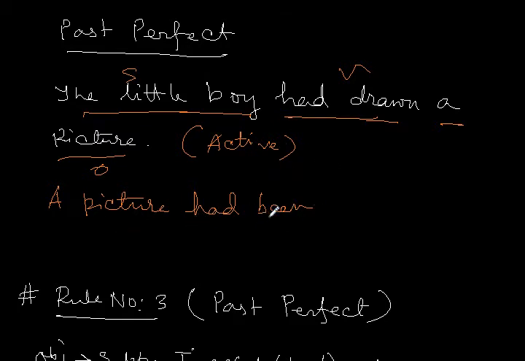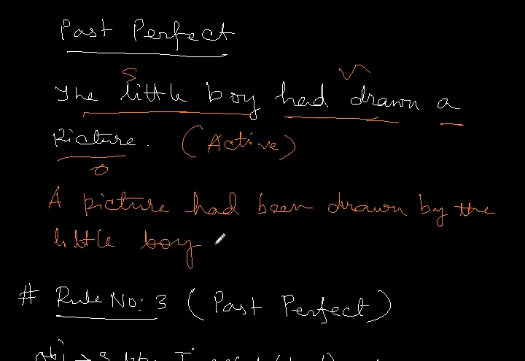A picture had been. Now we already have the third form of the verb, so you don't need to change the form of the verb. So a picture had been drawn by the little boy. A picture had been drawn by the little boy.